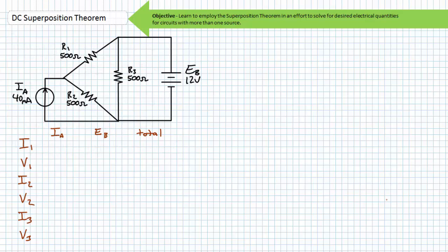Consider this series parallel circuit with multiple sources. IA is a 40 milliampere current source, and EB is a 12 volt source. R1, R2, and R3 are all 500 ohm resistors in a delta configuration. Let's apply the superposition theorem to solve for the voltage drop across and the current through each resistive element. This is one of my favorite circuits to begin discussion of superposition theorem with, since it dramatically illustrates the effects of opens and shorts in the as-analyzed circuits.